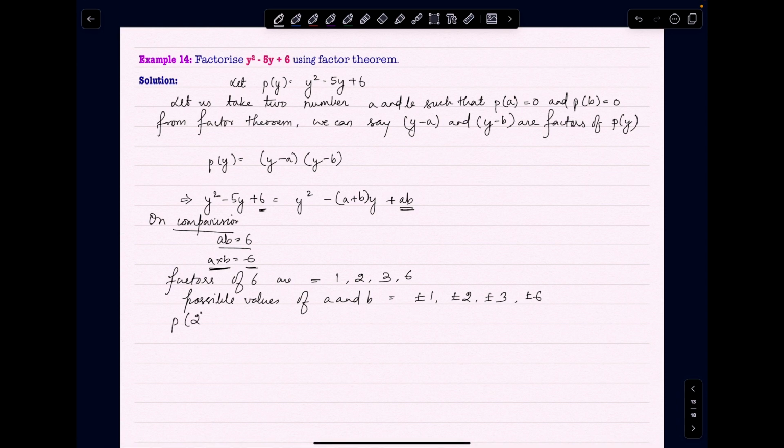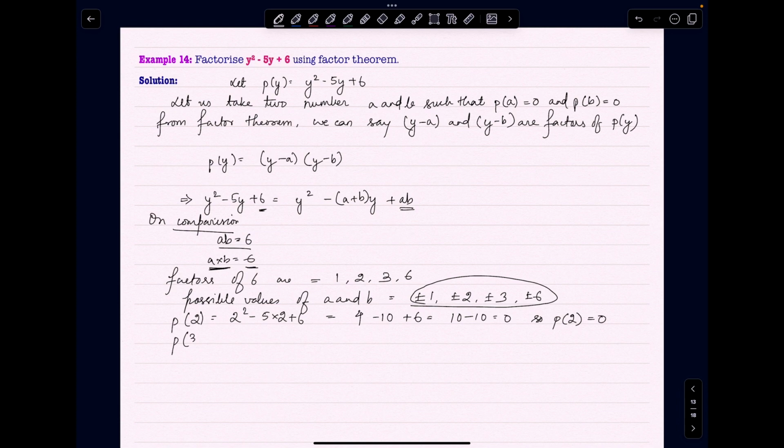That is P of 2, suppose I am doing. Here only 8 numbers are there. P of 2, how much am I getting? P of 2 is 2 square minus 5 into 2 plus 6. Okay, 2 square is 4, minus 5 into 2 is minus 10, plus 6. This is 10 minus 10 equals 0. Okay, so P of 2 equals 0.